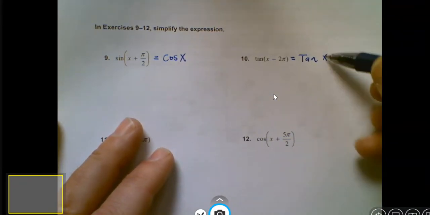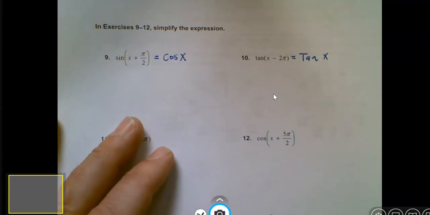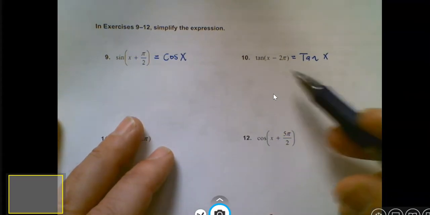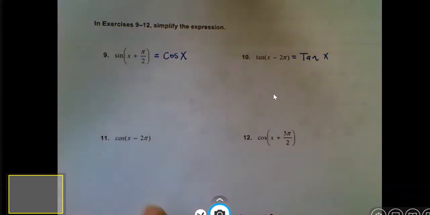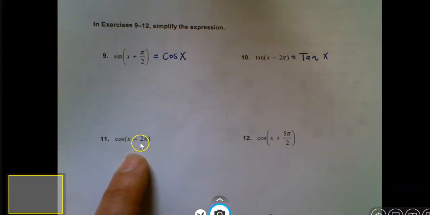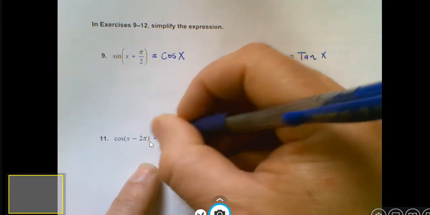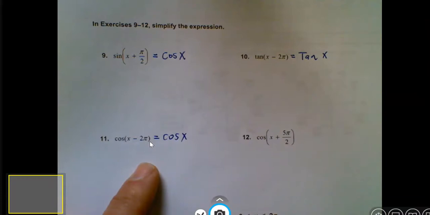No matter what angle I started with, x represents any angle on that unit circle. If you subtract 2 pi, you're going to be right back to where you started. And that would be true with any of these. So you add or subtract 2 pi from anything, and you're right back to where you started. So that was just the cosine of x.